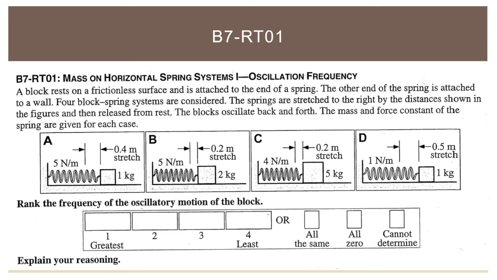4 block spring systems are considered. The springs are stretched to the right by the distances shown in the figures and then released from rest. The blocks oscillate back and forth. The mass and force constant, that really means spring constant, of the spring are given for each case. And the question says to rank the frequency of the oscillatory motion of the block.